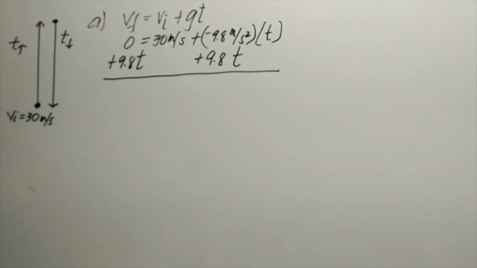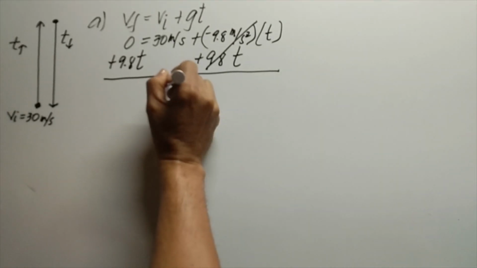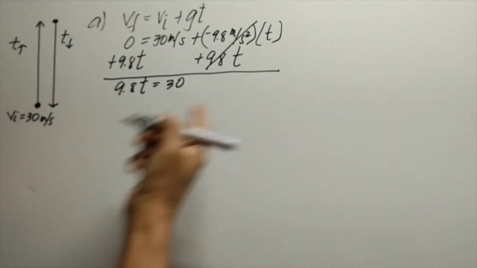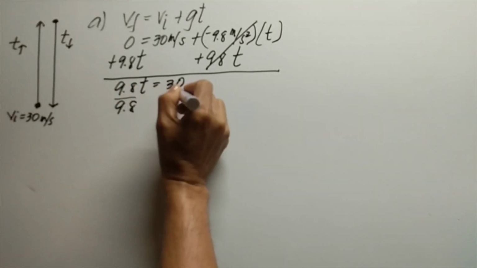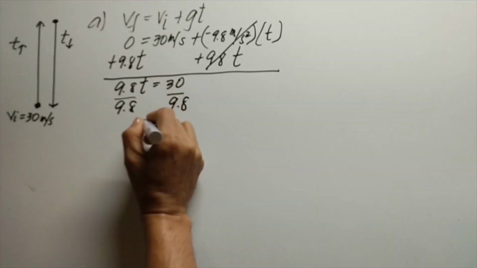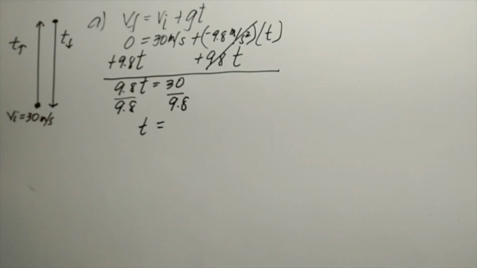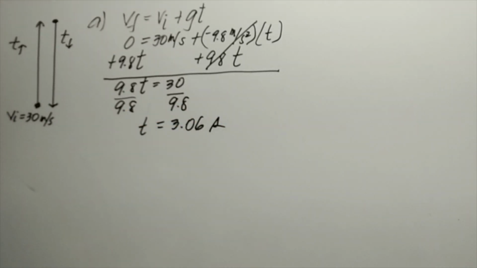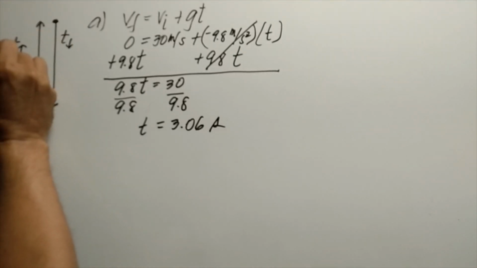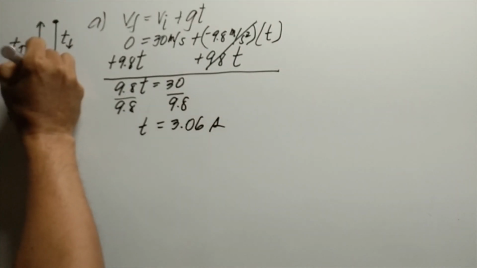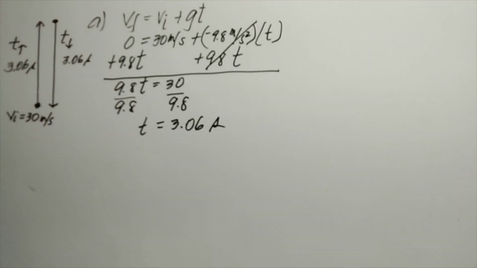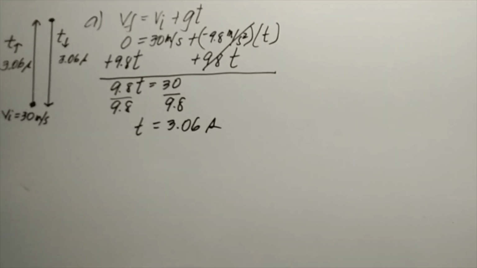So this will become 0, and this will be 30 is equal to 9.8 t. Transpose this to the other side. We'll divide this by 9.8, divide this by 9.8, so therefore time of flight will be equal to 3.06 seconds. So its time of flight upward will be 3.06 seconds, and its time of flight downward will also be 3.06 seconds. For question letter B, we are asked to determine the highest point it can reach.